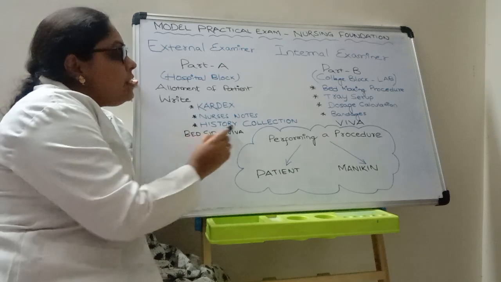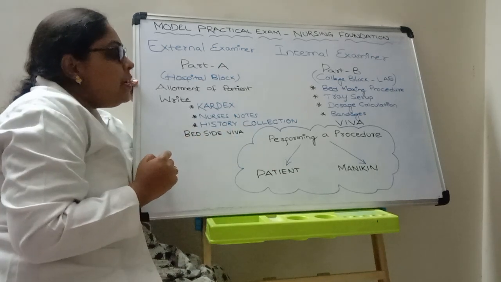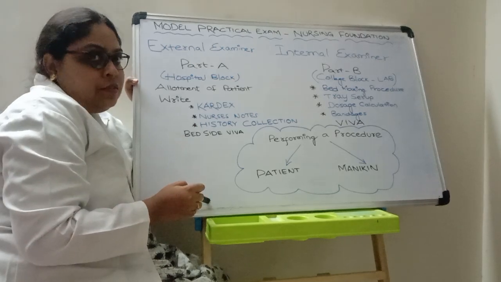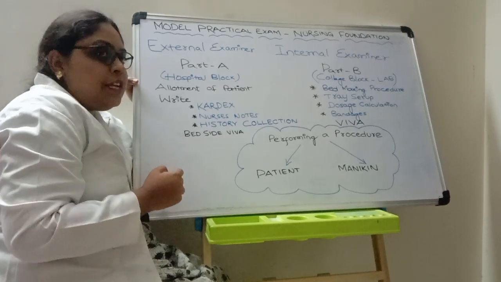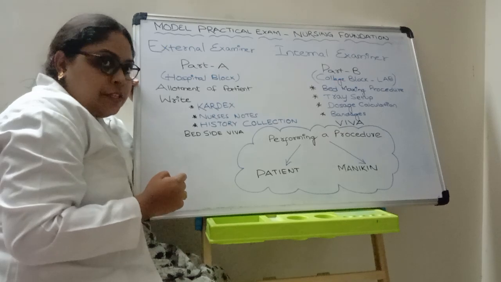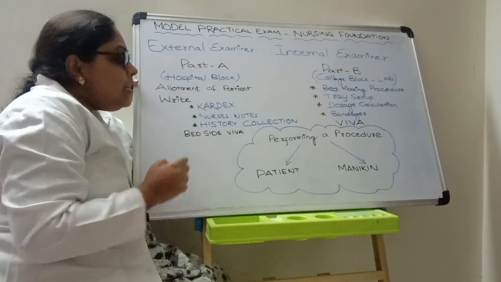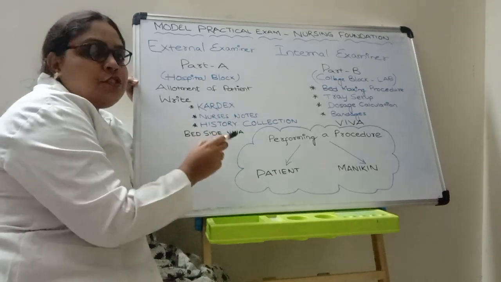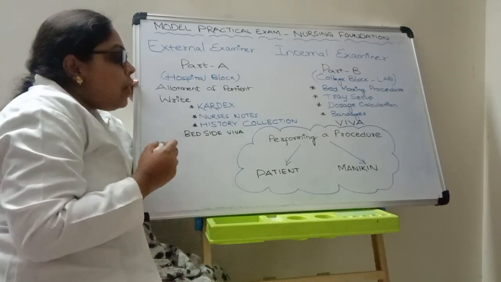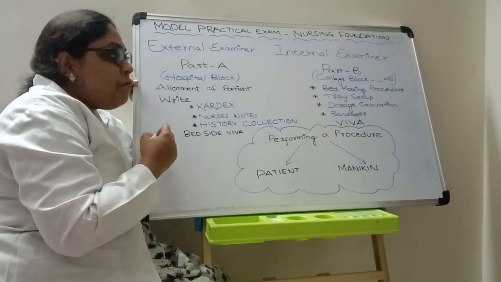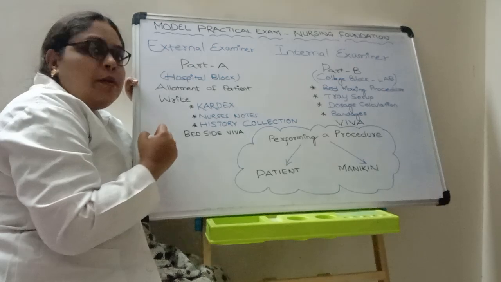Next, history collection. History collection is all about the patient. First, you will write all the basic details about the patient, and next the head to foot assessment. All these details you have to fill in the history collection format. By this time, around 45 minutes will be given for this process.